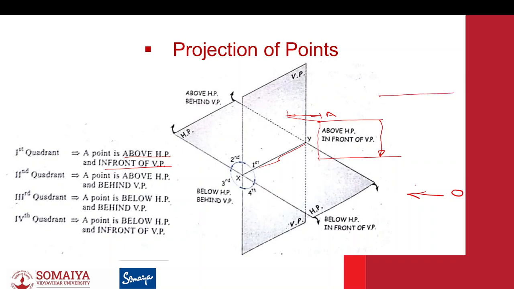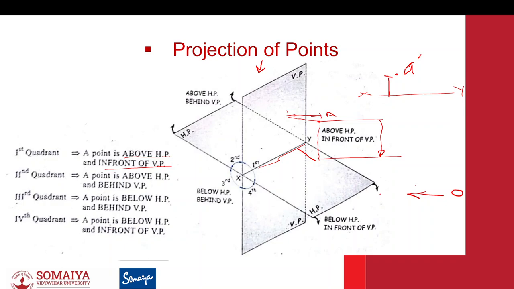If we denote this intersection of the vertical plane and horizontal plane by XY, this above HP distance, let us say the point is A, so this point A as it is above can be designated as A dash. So this distance will be above the HP. And to get the in front of VP distance, we will have to look from this end, that is from above the object. So the distance which is in front of VP will be observed or projected on the horizontal plane.